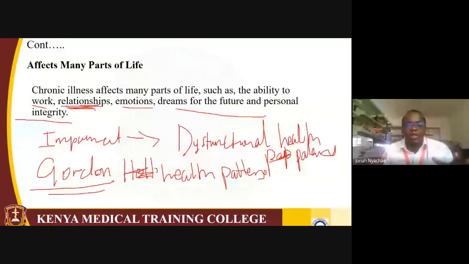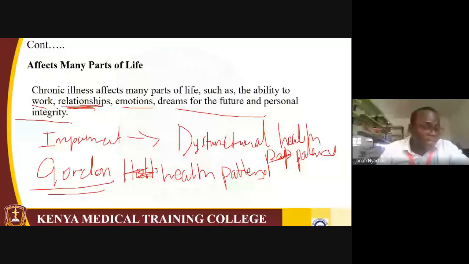So when you use Gordon's health pattern, the 11 functional health patterns, you can assess your patient well, form nursing diagnoses, and then intervene with your patient and assist them.